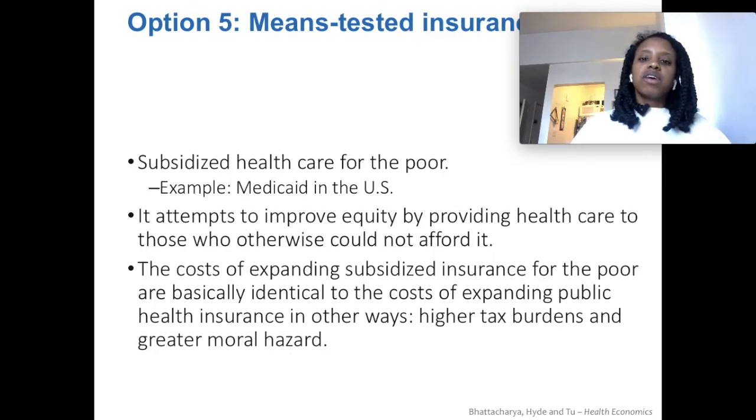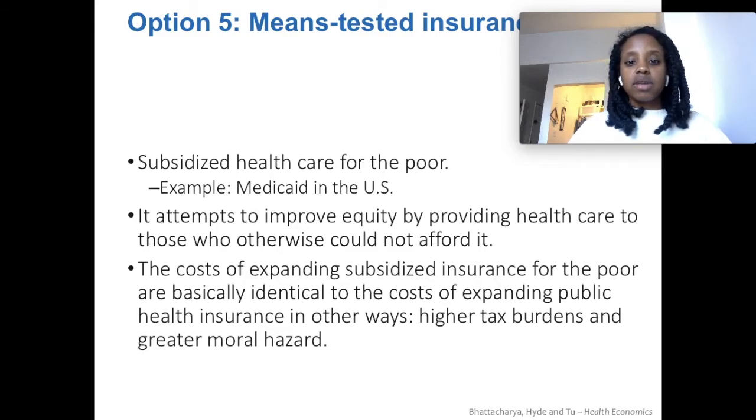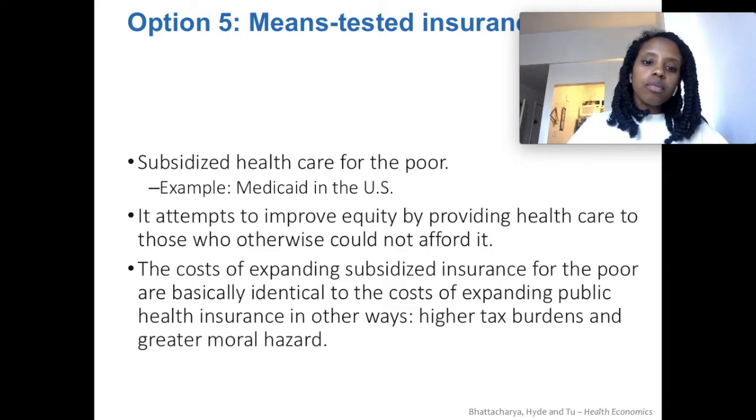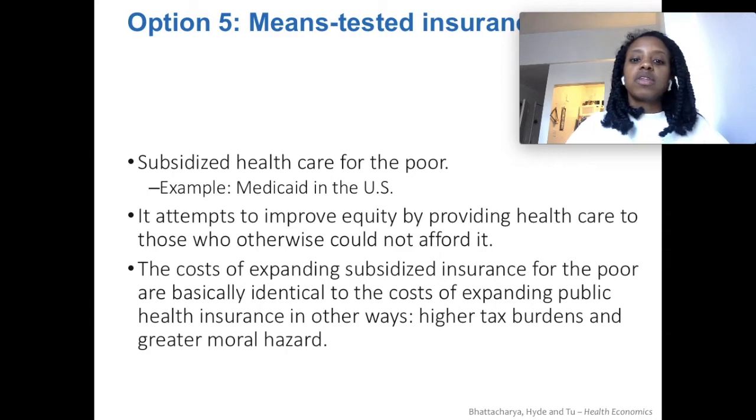So there are definitely drawbacks to allocating healthcare through the employer market. Option 5 is means-tested insurance. That's another thing we do in the United States. We provide subsidized healthcare for low-income households, like with the Medicaid program. So this is about moving towards the equity goal by providing healthcare to people who would otherwise not be able to afford it.